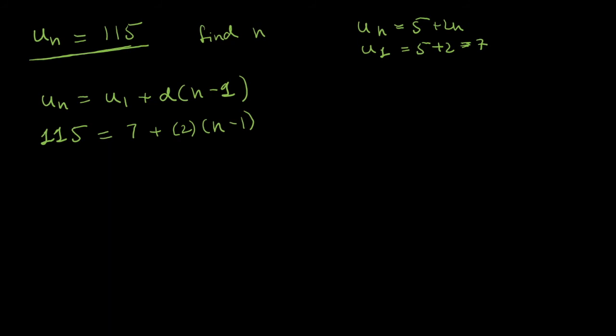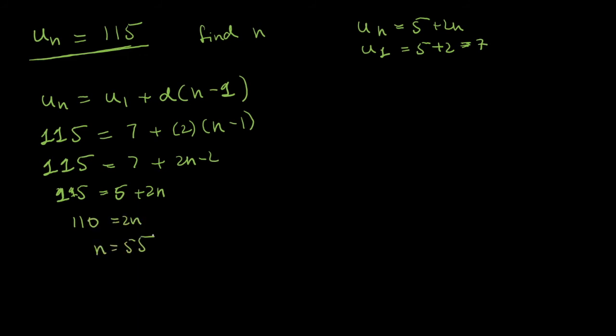So all that's left of this question is nothing but a simple equation. So 7 plus 2n minus 2, which is 115, is equal to 5 plus 2n. 110 is equal to 2n. And n is equal to 55.